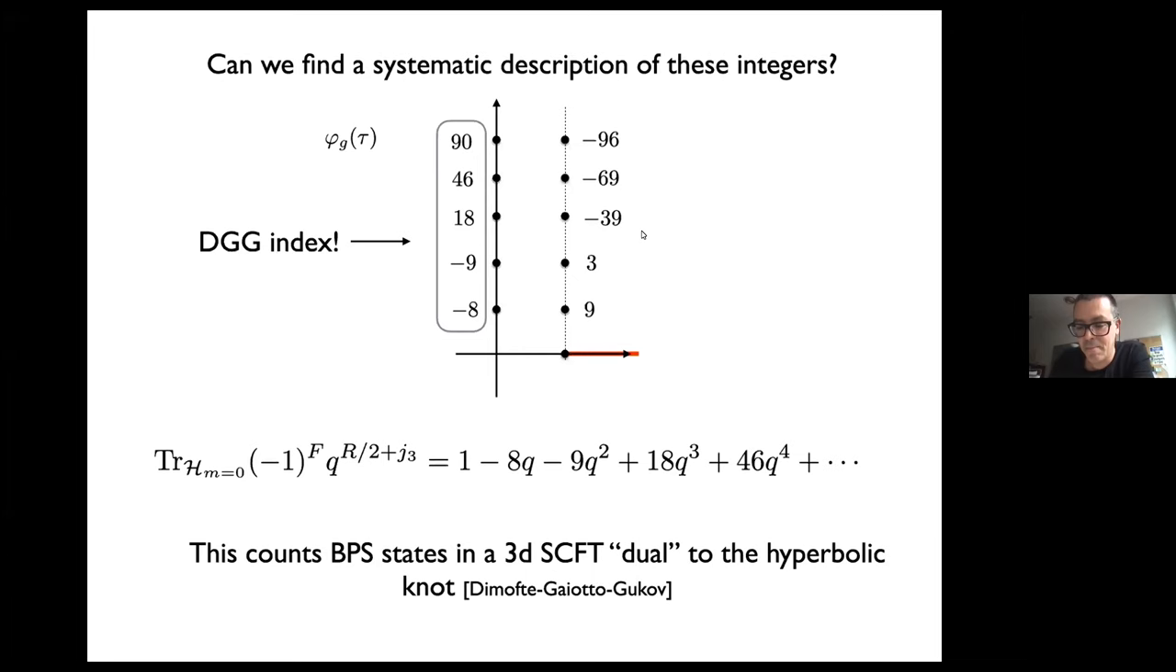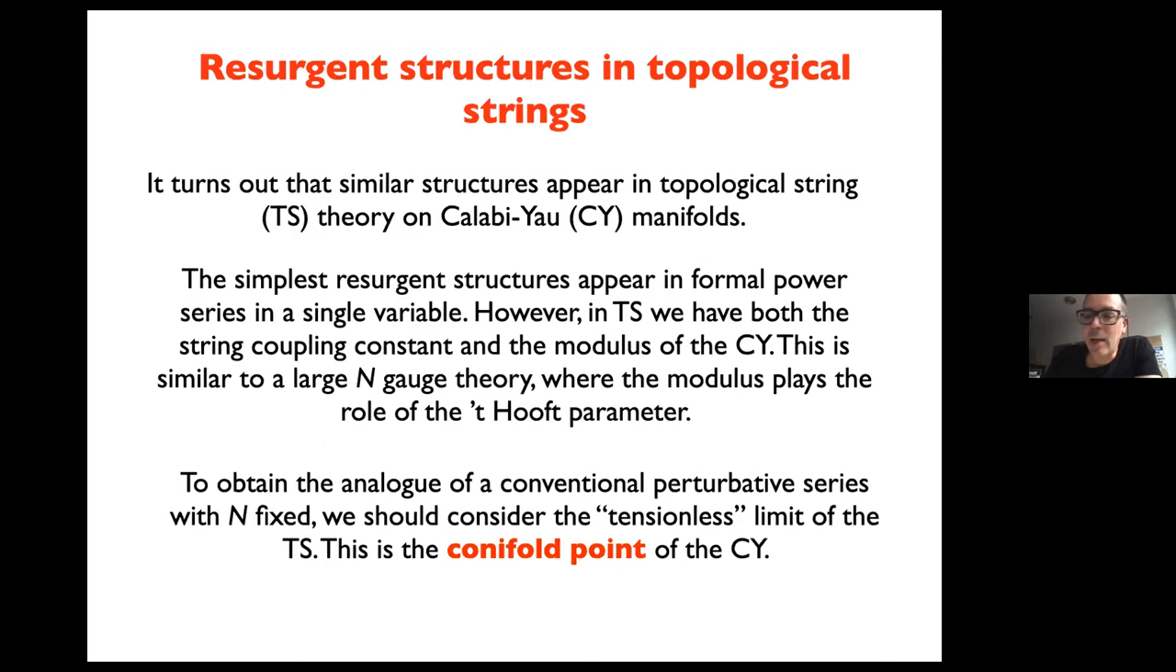Okay, so now, as I mentioned before, some of these Peacock patterns appear before in topological string theory. So we wanted to understand if there were some similar structures appearing in this story. The main difference between topological strings and complex Chern-Simons theory is the following.